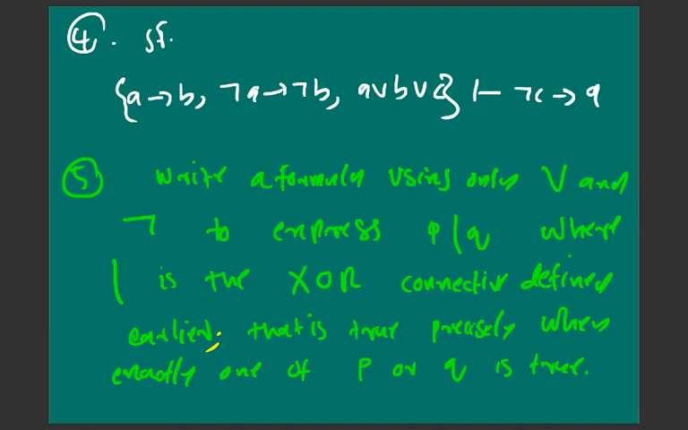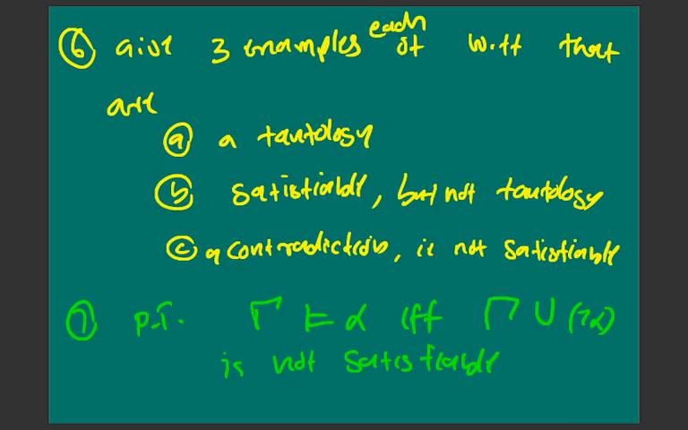And then the fourth question is to show that the set of formulas A implies B, not A implies not B, and A or B or C can be used to derive not C implies A. Okay. Fifth question is to write a formula using only disjunction and negation to express the symbol XOR, P XOR Q. Then the next question, give 3 examples each of well-formed formulae that are tautologies, 3 formulas that are satisfiable but not a tautology, and 3 formulas which are contradictions, that is, not satisfiable.